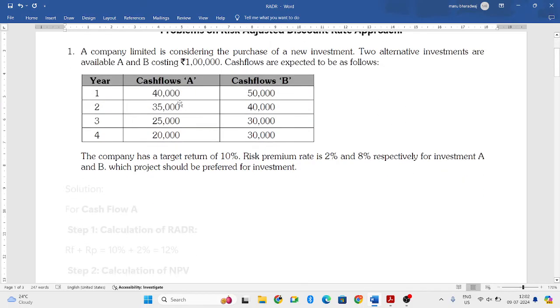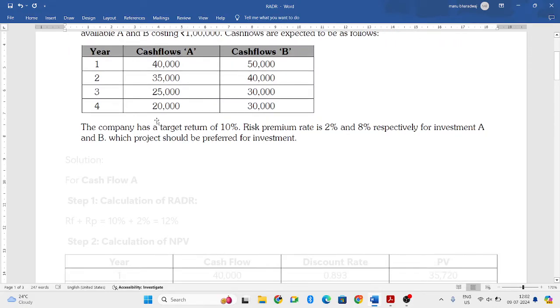So the question is on the screen. A Company Limited is considering the purchase of a new investment. Two alternative investments are available, that is A and B, costing 1 lakh. So 1 lakh is the original investment. Cash flows are expected to be as follows. They have given the cash flows for 4 years for cash flow A and cash flow B separately. That means there are two alternatives which they have told in the question.